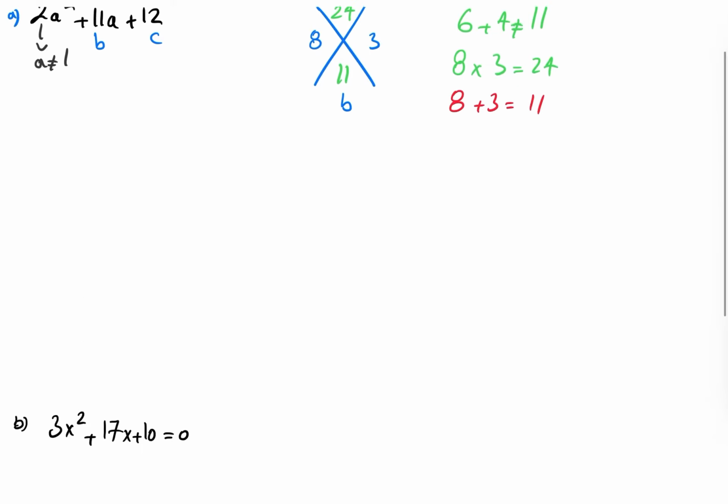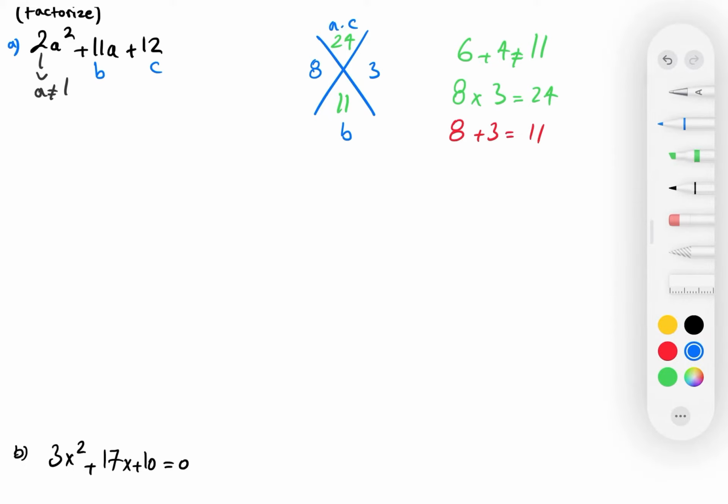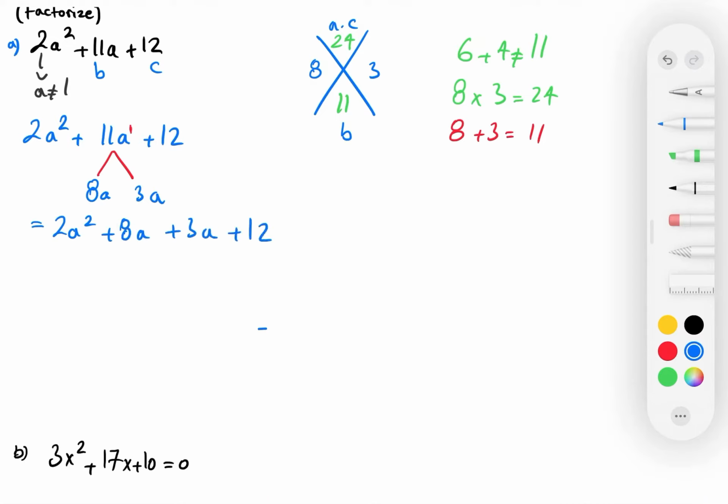Now, the next step is pretty simple. You just write 2a squared plus 11a plus 12. Then you decompose the middle term, 11a, the variable that has a power of 1, because over here a is raised to the power of 1. You decompose it into 8a and 3a, so it still adds up to 11a. Now, you write 2a squared plus 8a plus 3a plus 12.